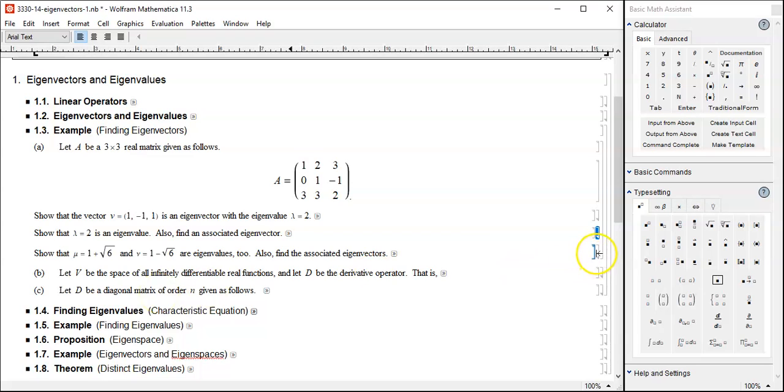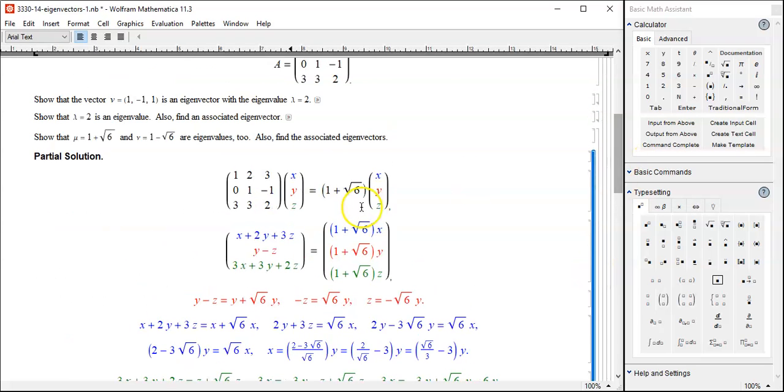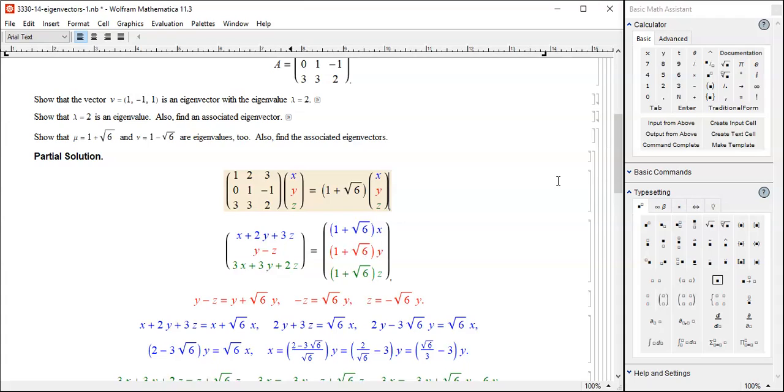How about a little bit harder problem? 1 plus square root of 6. In that case, same deal. Av equals lambda v, or in this case mu v, because I already used up lambda. So 1 plus square root of 6 times x, y, z. So we have these three equations, blue, red, green, like before. And then just like before, the second equation, red, is the easiest, so let's work it out.